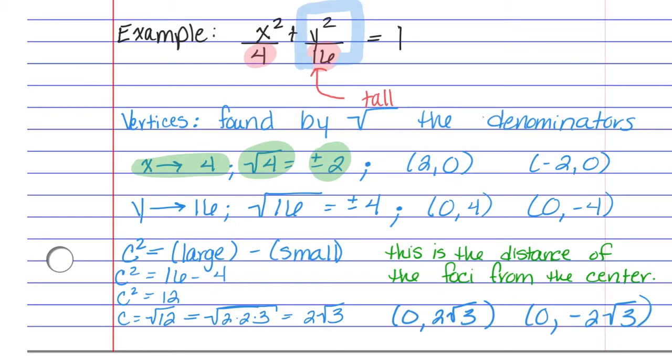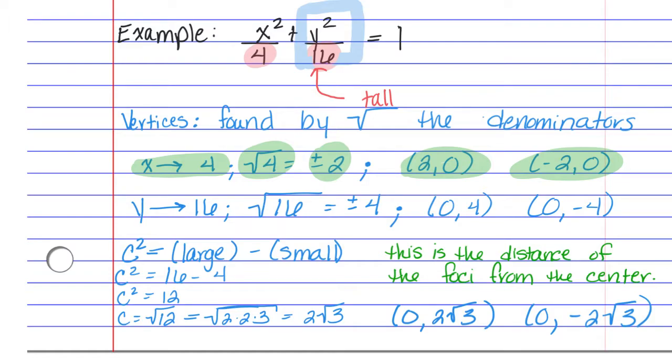to the left. And since at this point my ellipse is centered at 0, 0, I can take my x value from my ordered pair 0 and add and subtract 2. So I get my x vertices at 2, 0 and negative 2, 0.